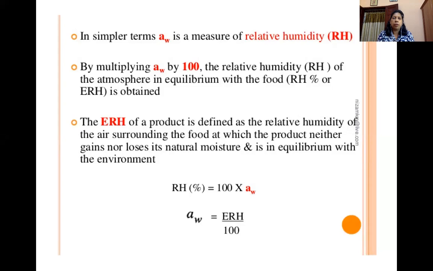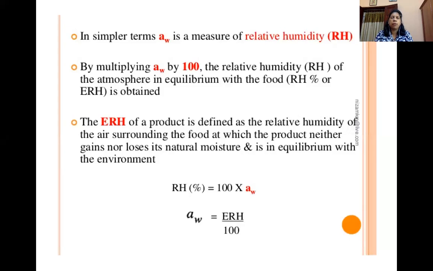ERH, equilibrium relative humidity of a product, is defined as the relative humidity of the air surrounding the food at which the product neither gains nor loses its natural moisture and is in equilibrium with the environment, right? So ERH percentage equals 100 times water activity. That is the other way we can get the water activity. Therefore, water activity equals ERH divided by 100, right? In both equations you have to know.